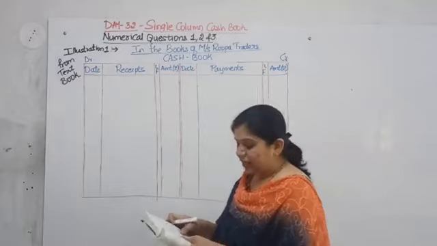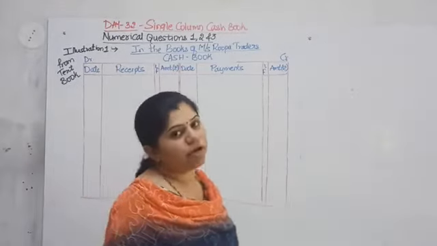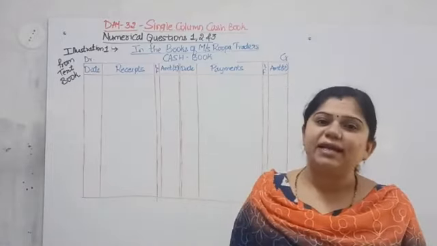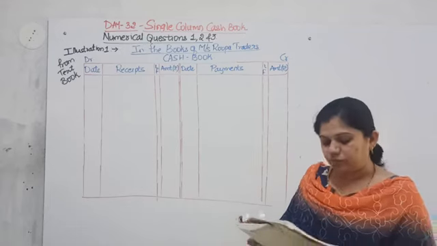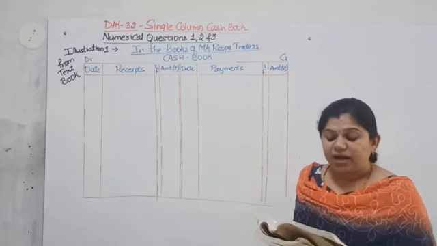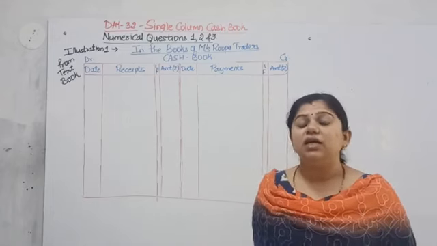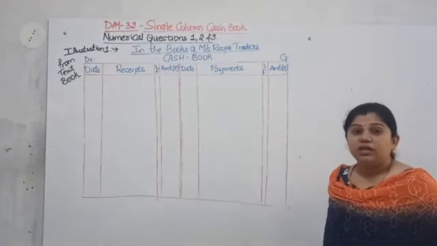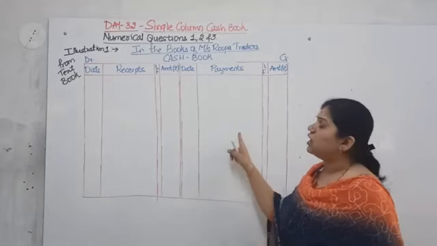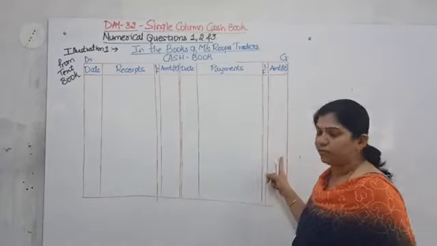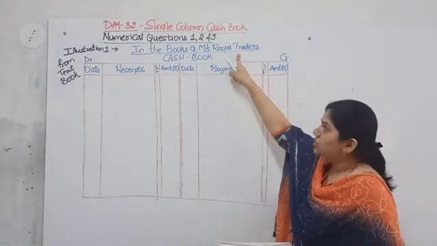Okay, so yes, let us start solving the question. The question is already in your textbook. Kindly see the question from there and I am writing down the solution over here. Now consider the following transactions of Messrs Ruba Traders and record them in single column cash book and header. There are 4 types of cash book. In that, today we are learning the single column cash book where only the cash column is maintained. So write the heading: in the books of Messrs Ruba Traders.